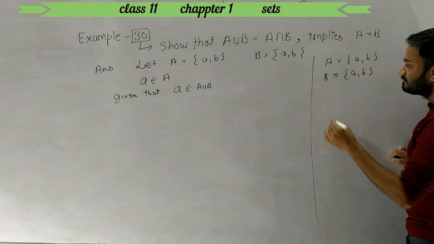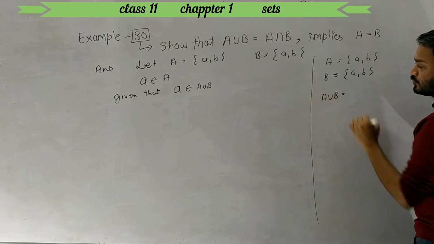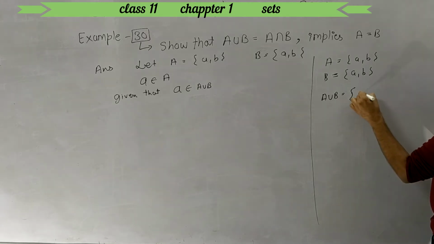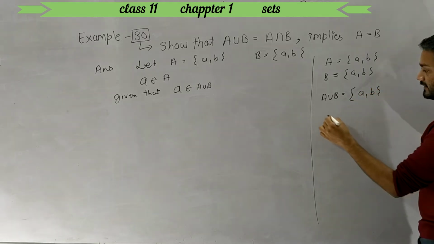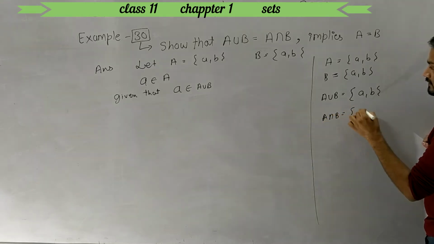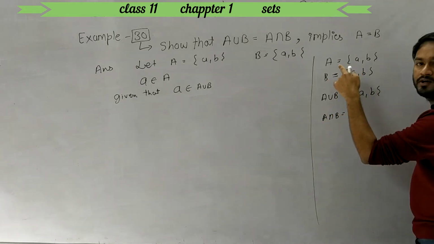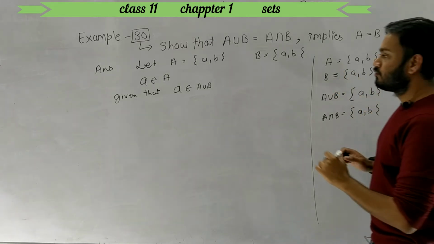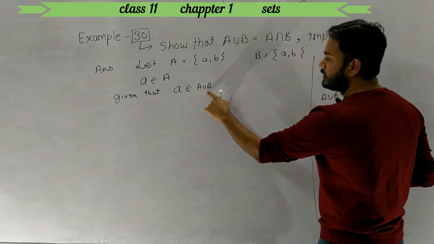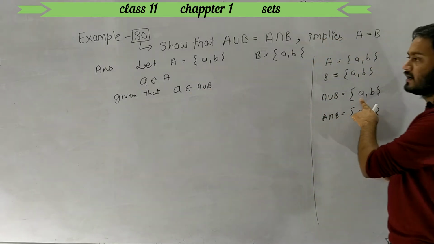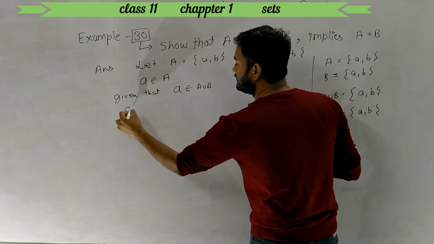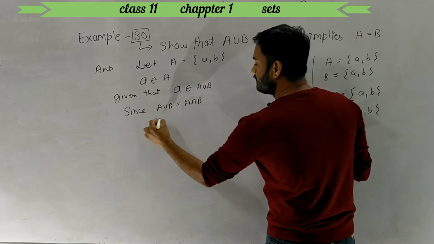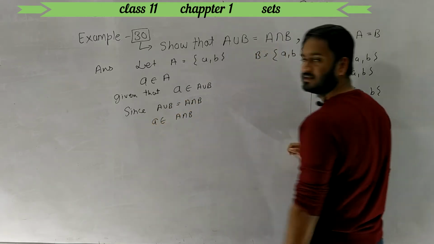Okay, so in this A union B, if we do so, what happens is all the elements of A and all the elements of B, so this will become {a, b} only. And if we take the intersection, that means the common elements of A and B, that is {a, b}. So here also it is same. So we can say that a belongs to A union B also. And since A union B is equals to A intersection B, so a belongs to A intersection B also.